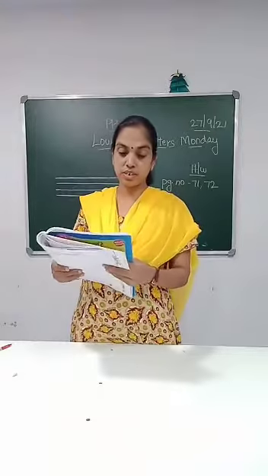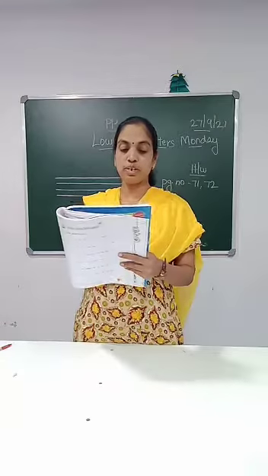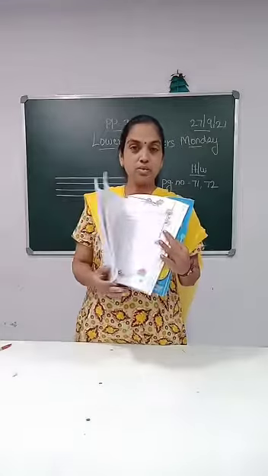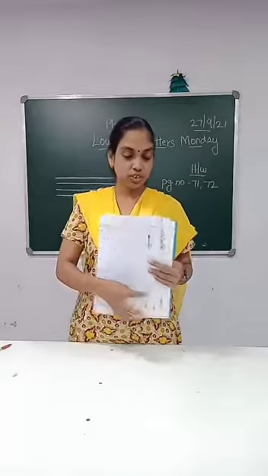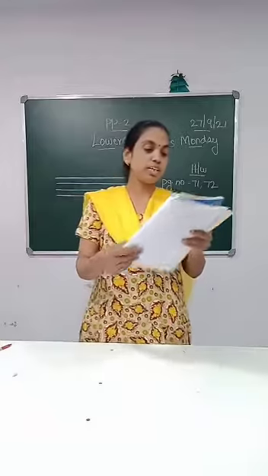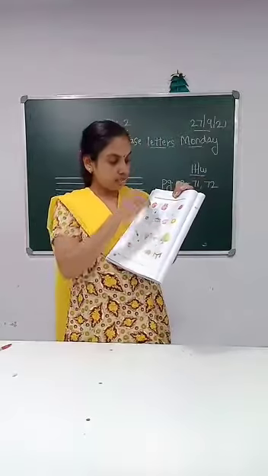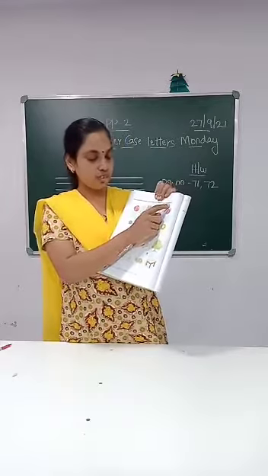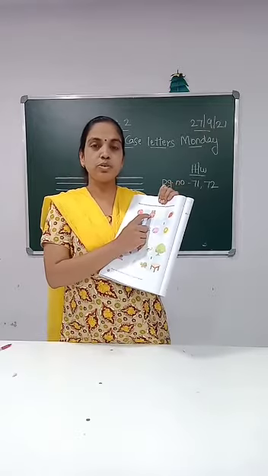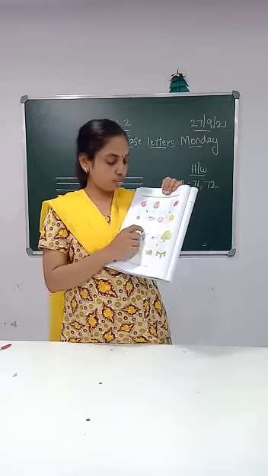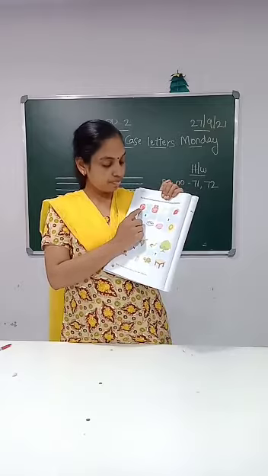Page number 70. So here you will be having the stickers at the end of the book. Okay children, end of the book. Here we will be having the stickers. So put the letter stickers in their associated group of pictures. You have four pictures here. All these four pictures belong to the same letter. So let us see what that was.